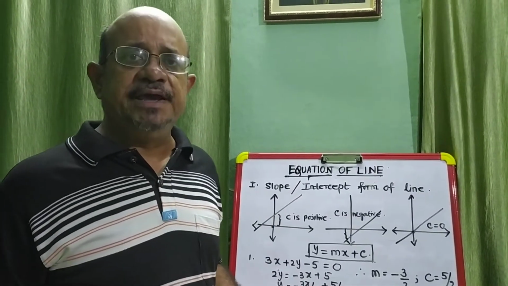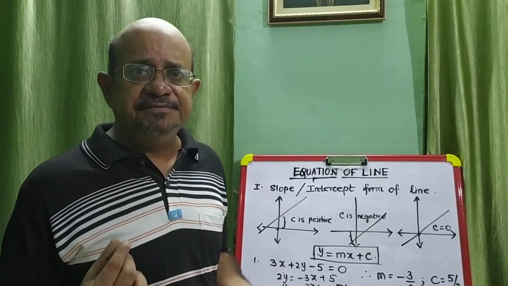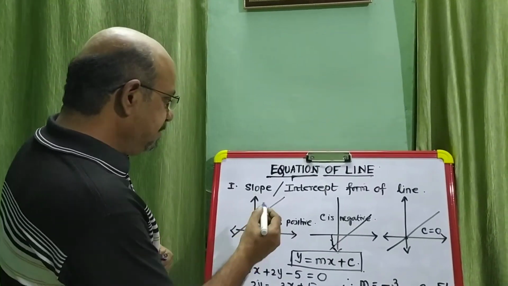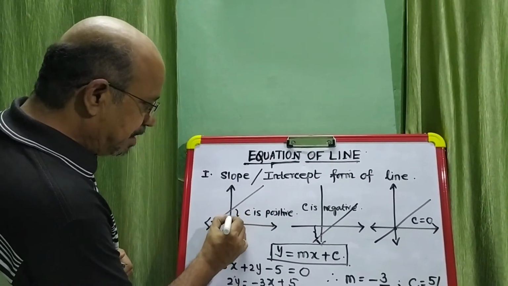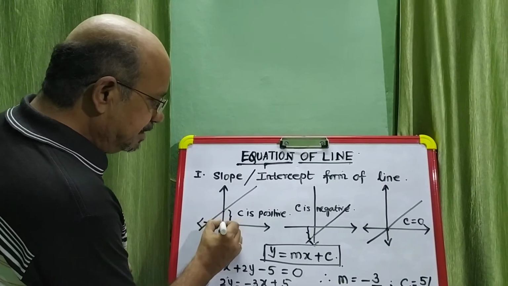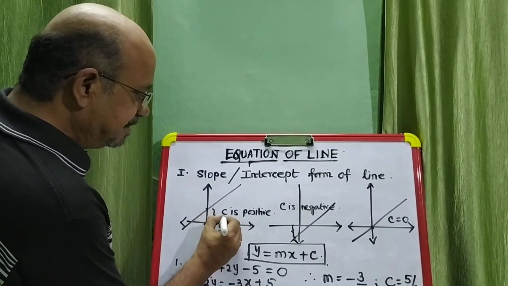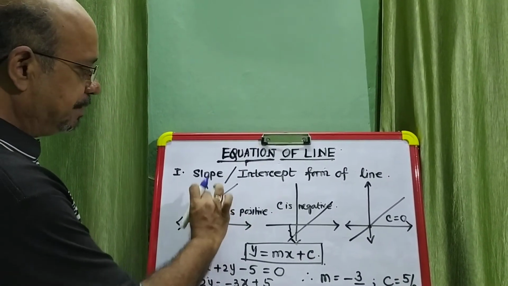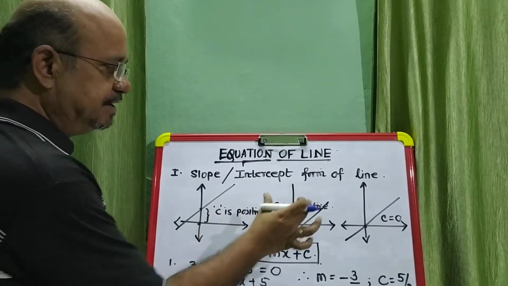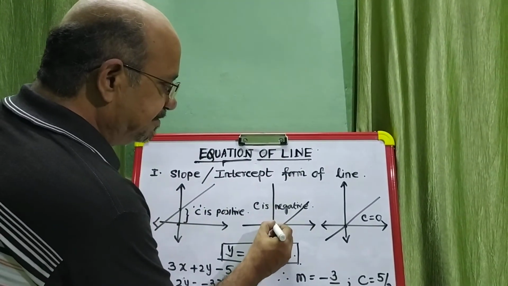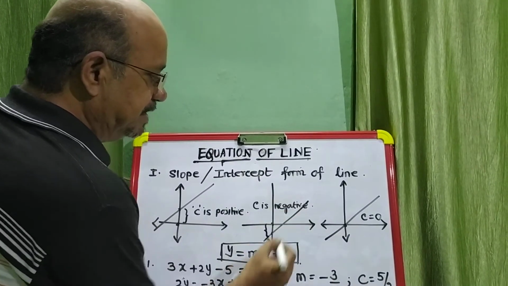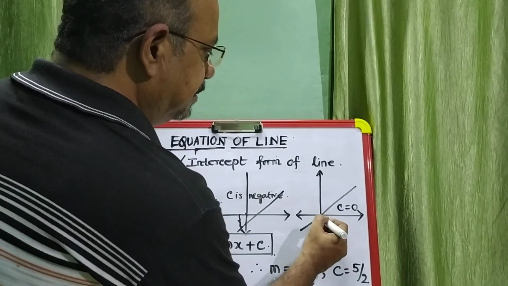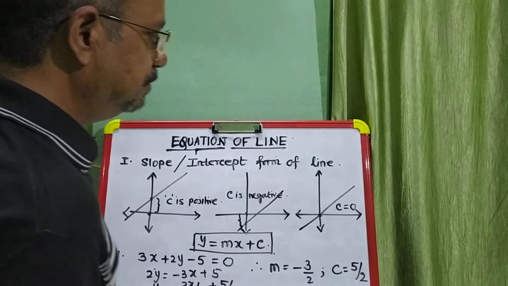Now that portion of y-axis can be positive, can be negative, or it can be 0 if it passes through the origin. Have a look at the diagram. In this diagram, this is the line which cuts this part of y-axis. This is the y-intercept. Y-intercept is denoted by the letter c. And look here, since it is on the upper part of y-axis, c is positive. In this case, this part of y-axis is being cut by the line and c is negative. And here the line passes through the origin, so the value of c is equal to 0.